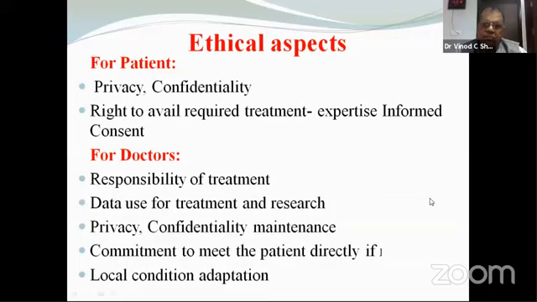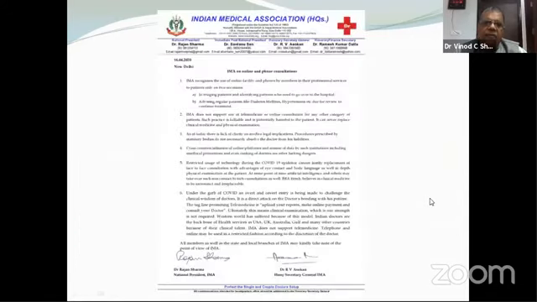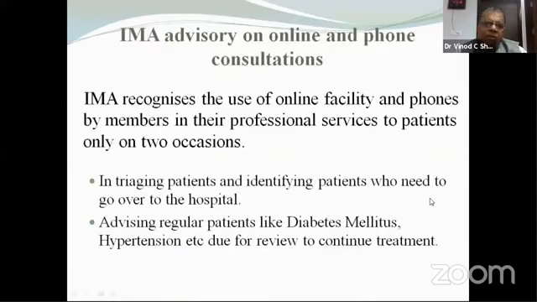Privacy and confidentiality must be maintained, with a commitment to meet the patient directly when local conditions allow. Friends, recently on 16th April, we received guidelines from the Indian Medical Association. What does the Indian Medical Association advisory say? IMA recognizes the use of online facilities or telephonic consultation by members in providing professional services to the patient only on 2 occasions.